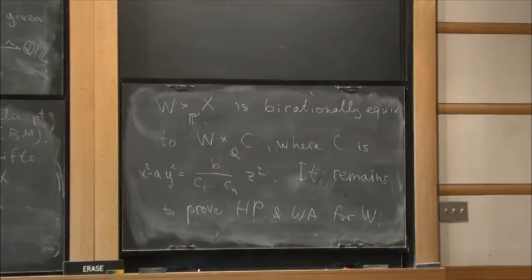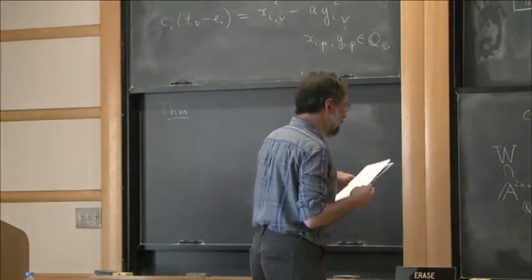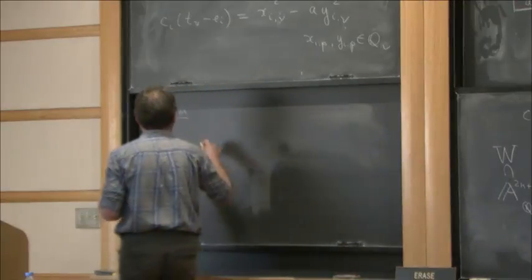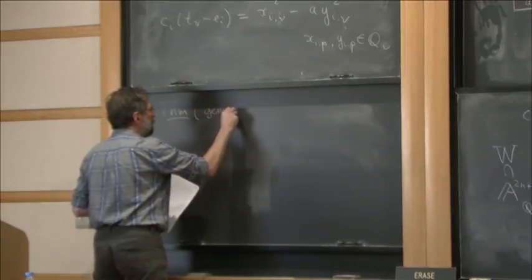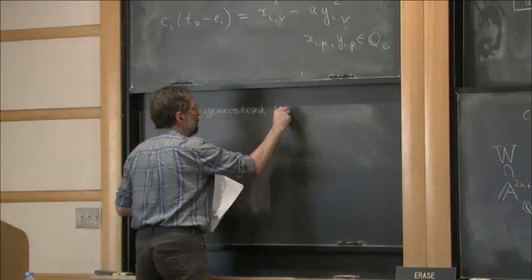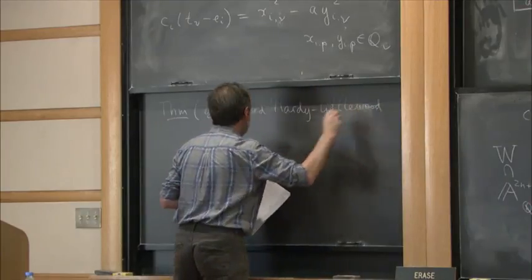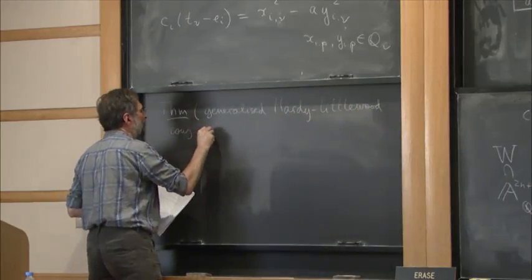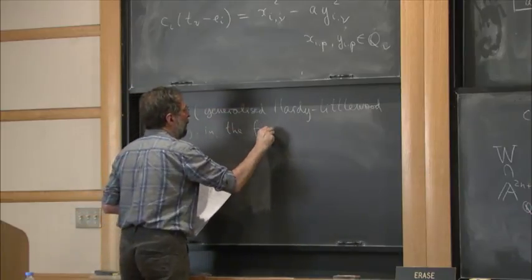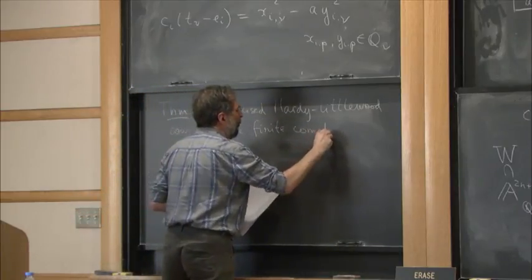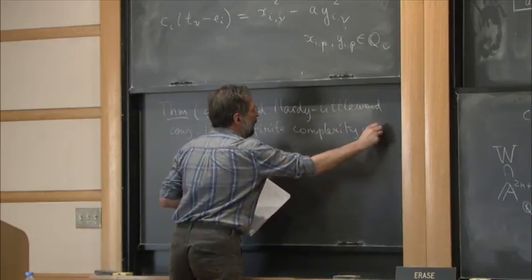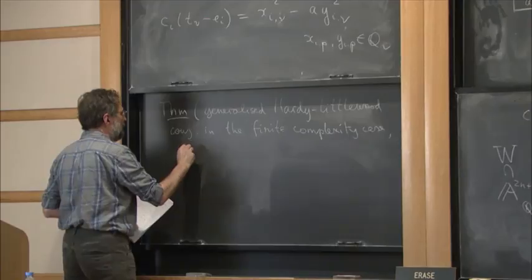recall the result of Green-Tao and Ziegler. What they prove is what they call the generalized Hardy-Littlewood conjecture in the finite complexity case. So it's Green-Tao and Ziegler.